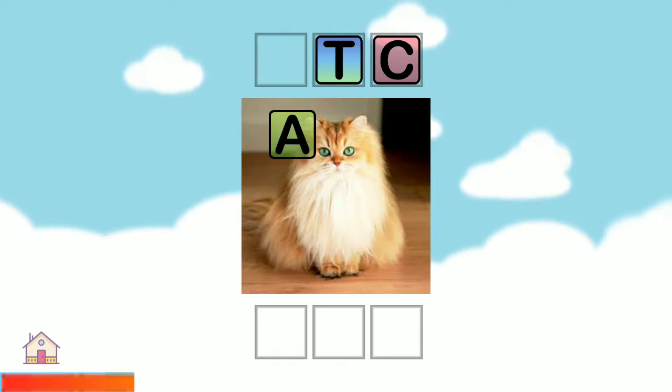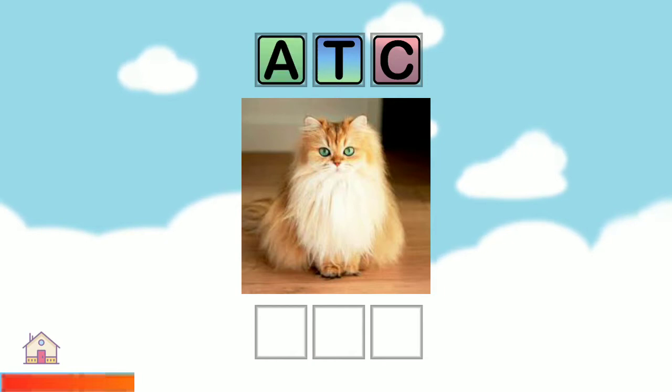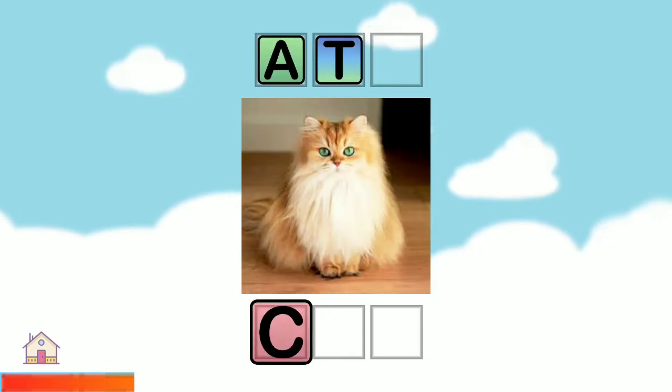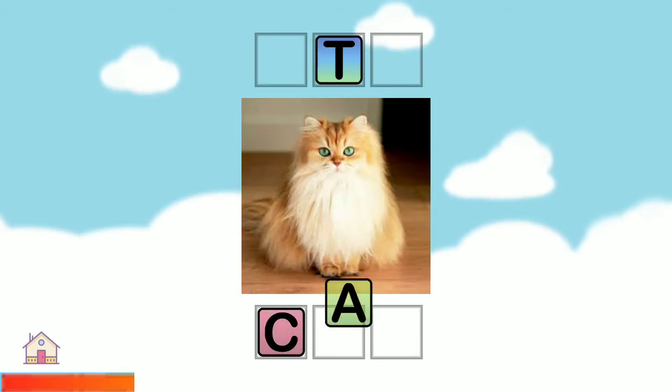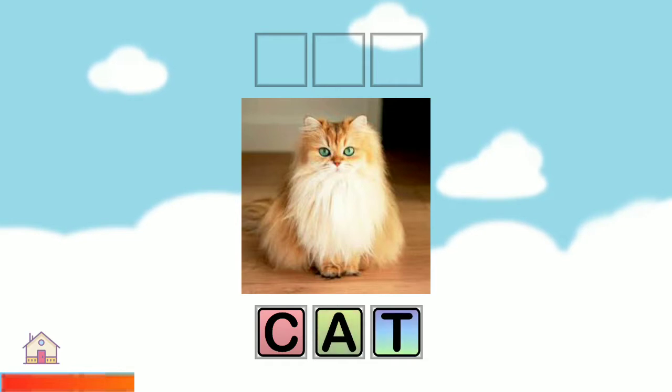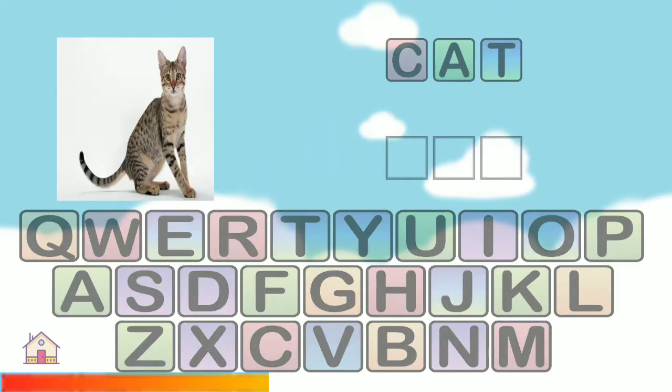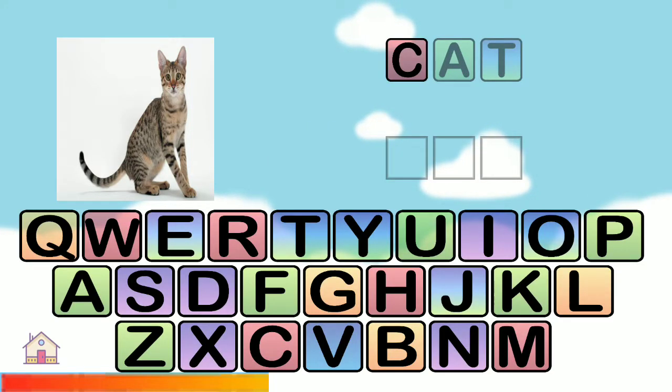If I drag the wrong letter to the wrong place, it'll just snap back, and that counts as an error. And that's all tracked in the background. And that's how we measure mastery over time. T. Cat. Okay, here's the keyboard game.